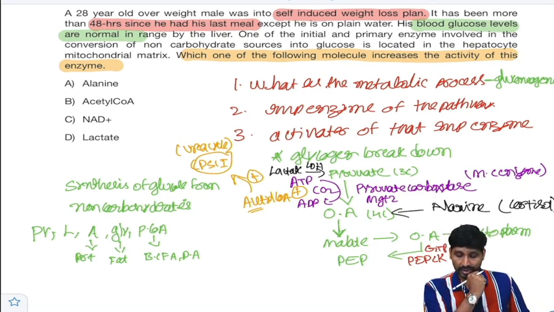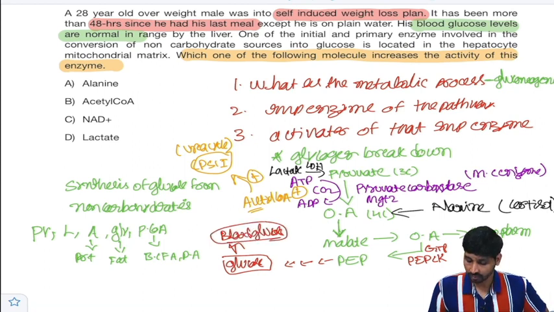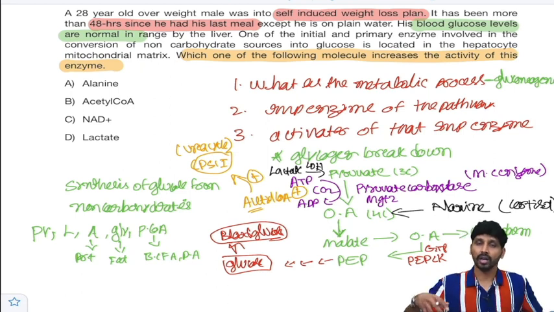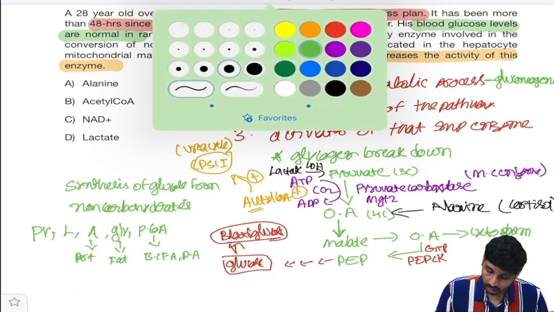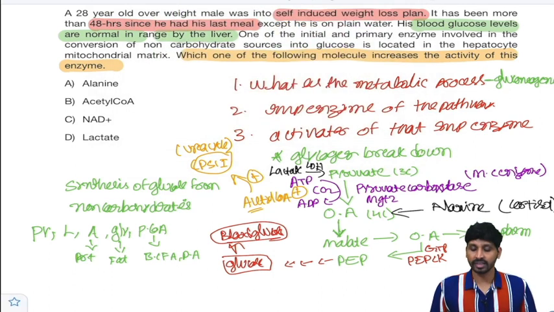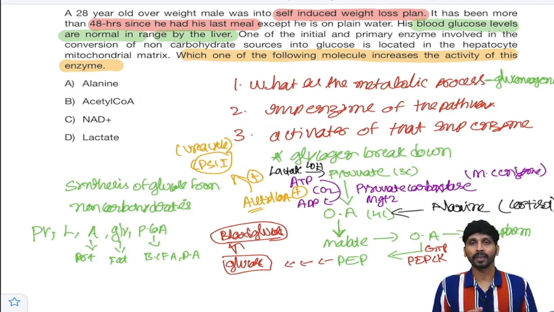So now let us see the options. From this phosphoenol pyruvate there are sequential steps to synthesize glucose, and this glucose is a contributor of blood glucose. All these pathways happen in the liver, and that is why the liver is a contributor to keeping blood glucose levels in the normal range, because gluconeogenesis takes place in the liver. That is why glucose is synthesized and supplied to the blood.